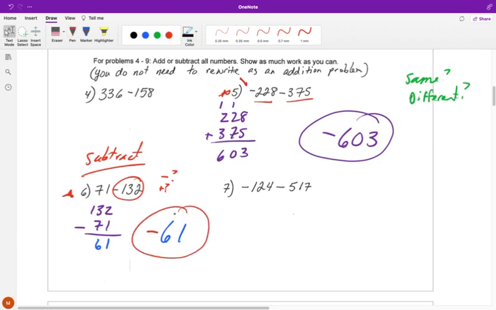All right, so by looking at the signs, we can then manipulate and turn the problems into things that we're just used to solving, regular addition and regular subtraction. Because if we try doing 71 minus 132, we can't do the borrowing that we're used to doing. So it's a different method that we would have to do within our head as we're solving that.